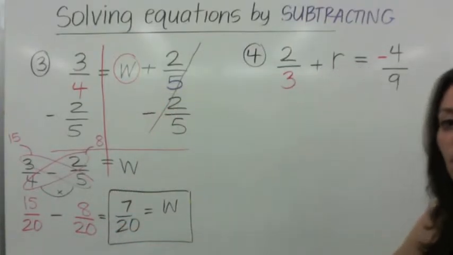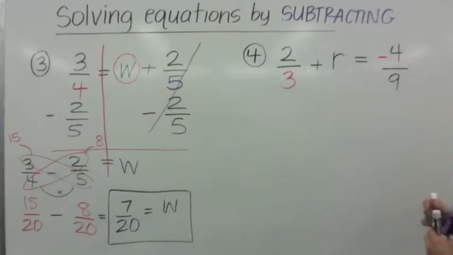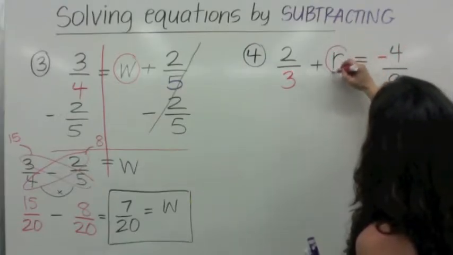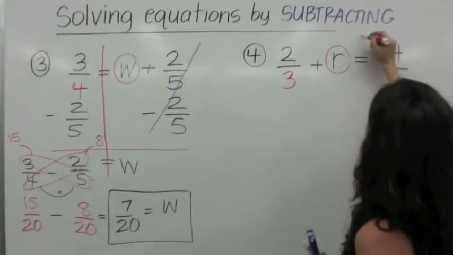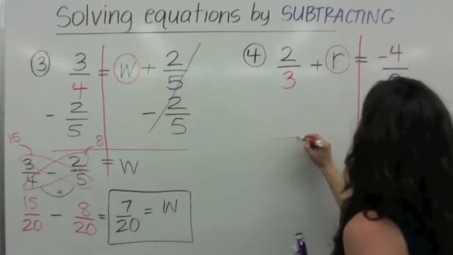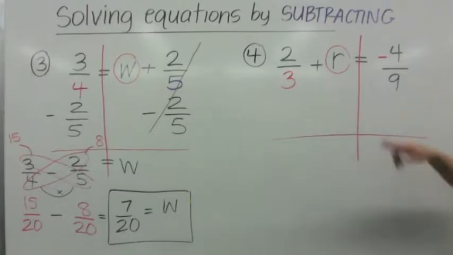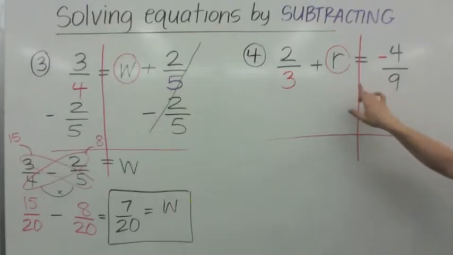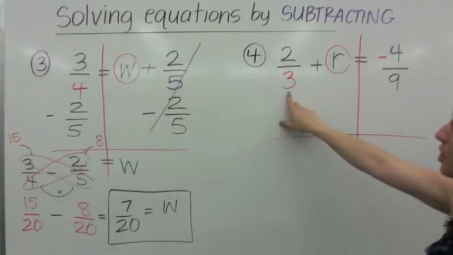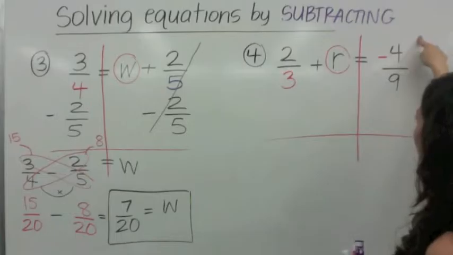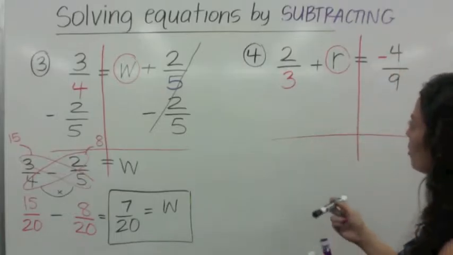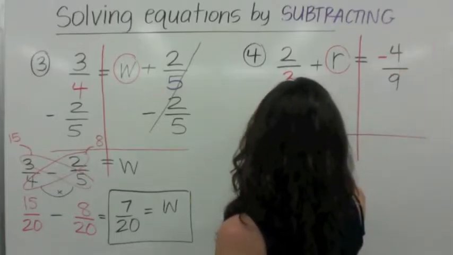Let's take a look at number 4, okay? We're going to do the same thing. This says 2/3 plus r equals negative 4/9. So let's circle the variable. What's the variable? It's r. We're going to make a t on both sides, all right? Now, what should we subtract from both sides? Because what is next to r? Isn't it 2/3? We're trying to move 2/3 over here so we can get r by itself. So we're going to subtract 2/3.